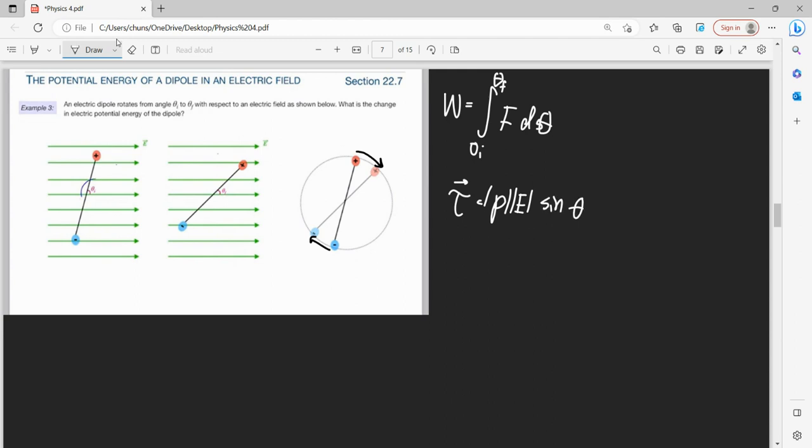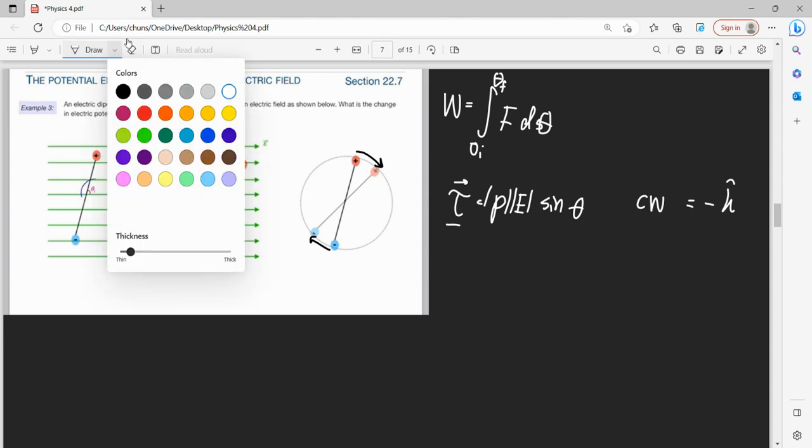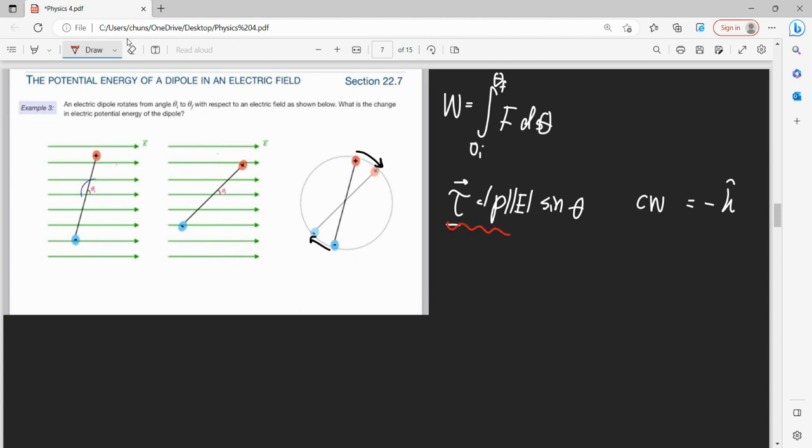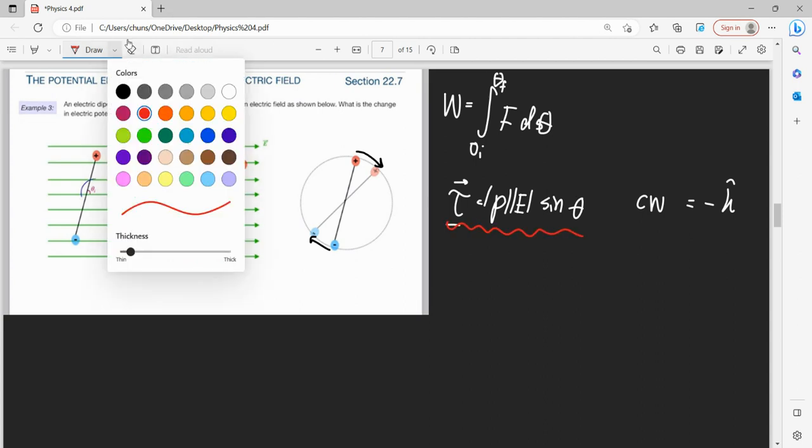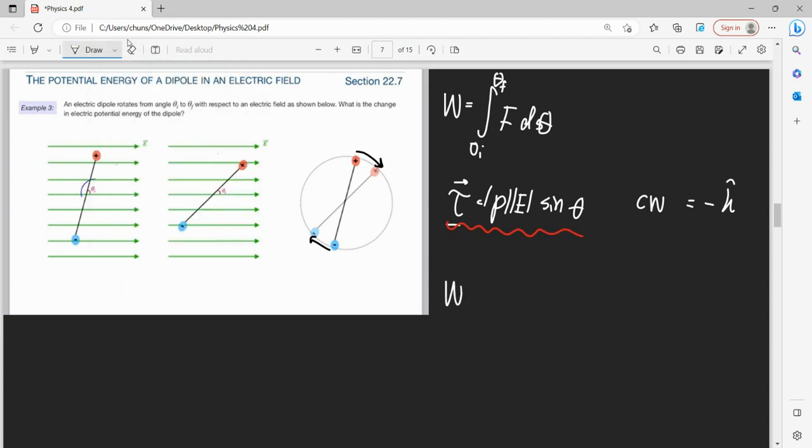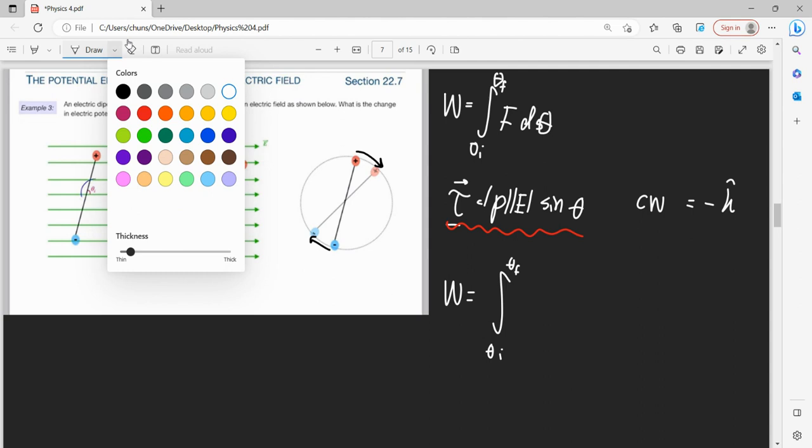Right, in this case, since we're rotating clockwise, rotation equals negative k hat direction. So we're going to use this as our force in our work equation. So let me just underline this so it'll be a little easier to follow. So this is work, final and our initial.